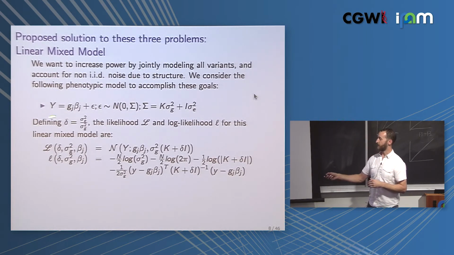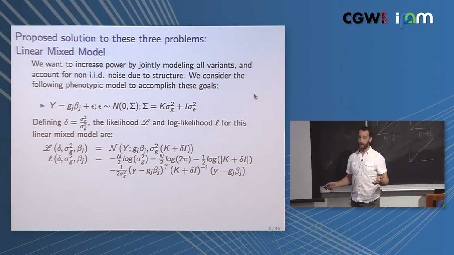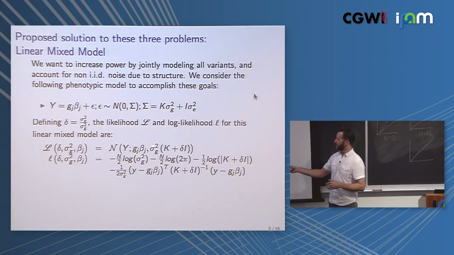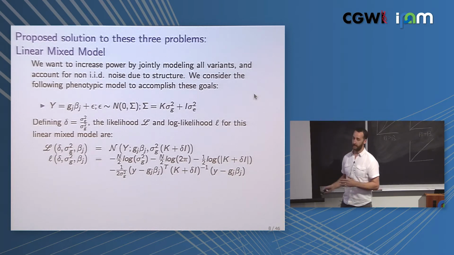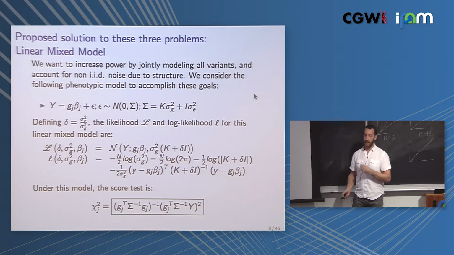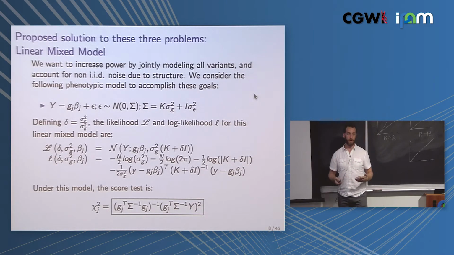For mathematical convenience later on, I'm going to define delta as the ratio of these two things. And we can write down our likelihoods, which don't look as nice as the marginal likelihood, but we have Y with some mean and some variance. And if we take the log, we get this type of thing.